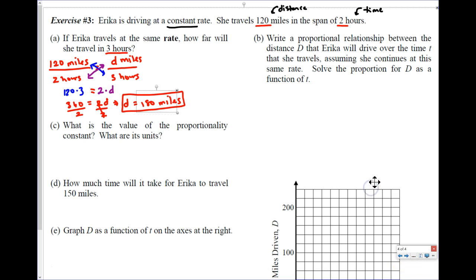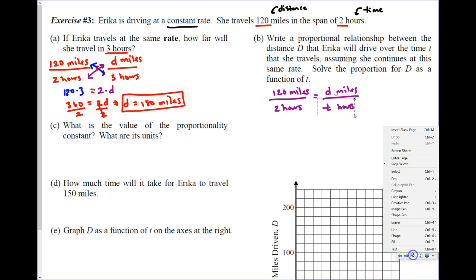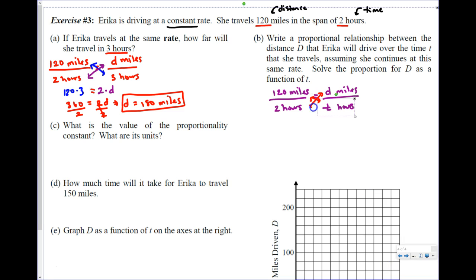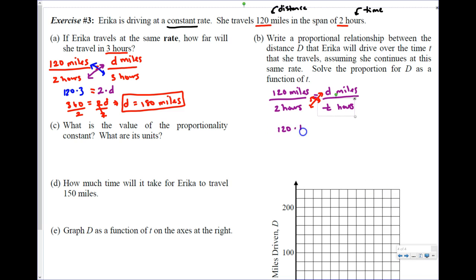So I'm going to write my original proportion again, 120 miles per 2 hours. And I don't have numbers, I have variables, so I know that D is my distance in miles, so I'm going to put D on the top to match the miles on top. And then they're making me use T for time, so I know that these two things match. And then, just like before, I'm going to cross multiply. Multiply the 120 and the T, and multiply the D and the 2. When I do this, I get 120 times T equals 2 times D.